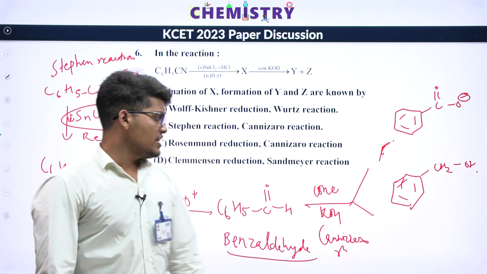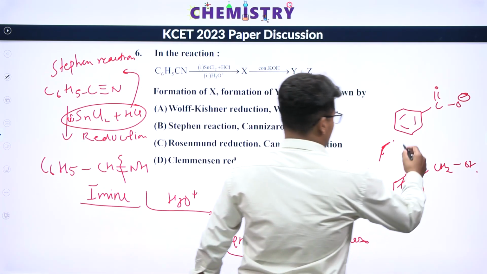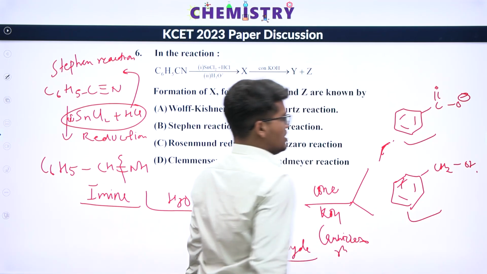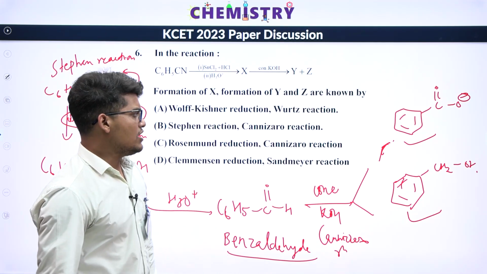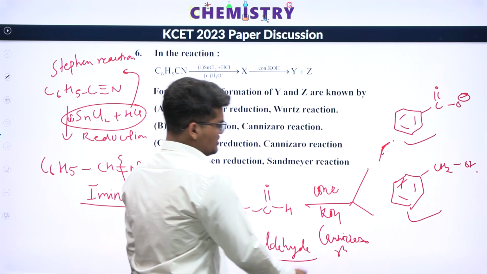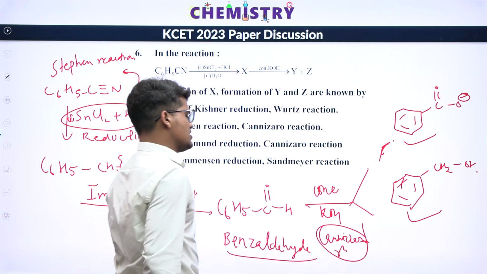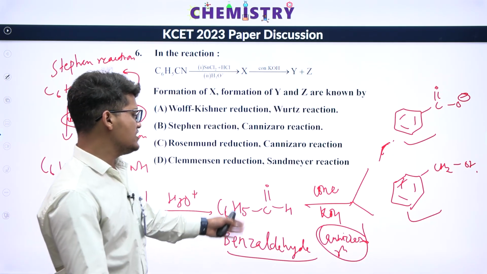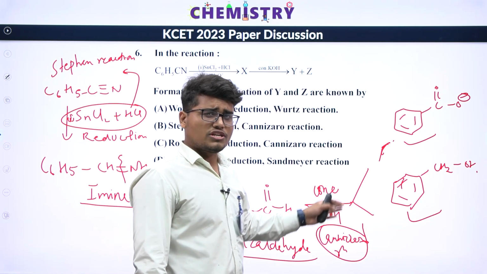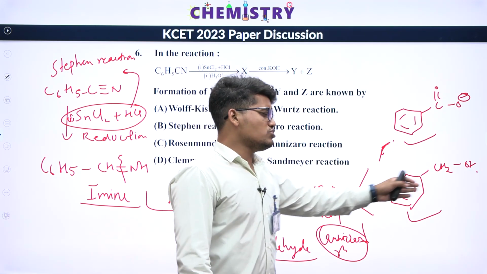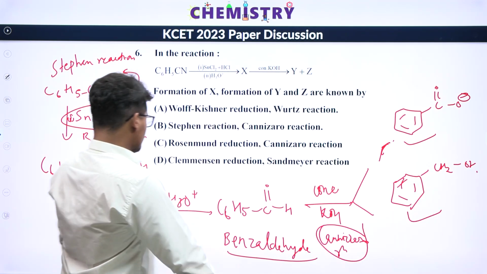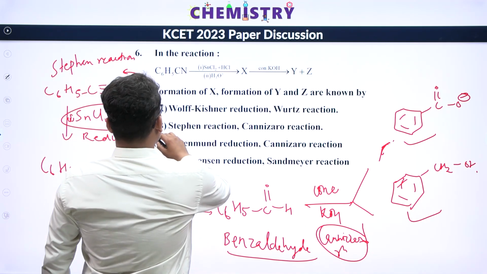You can see it is giving two products, an aromatic alcohol and an aromatic carboxylic acid. It means the named reaction is Cannizzaro, and we know the Cannizzaro reaction is basically a disproportionation reaction where the aldehyde is just oxidized to acid and just reduced to alcohol. Correct? So you can see it will be option B.